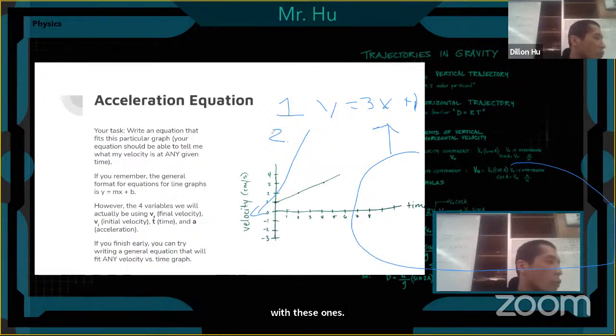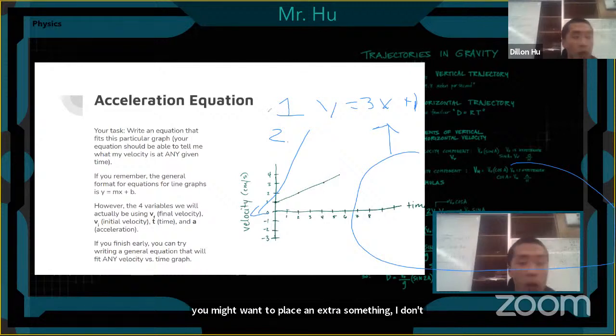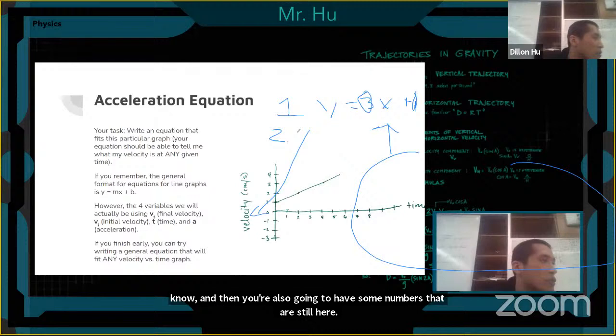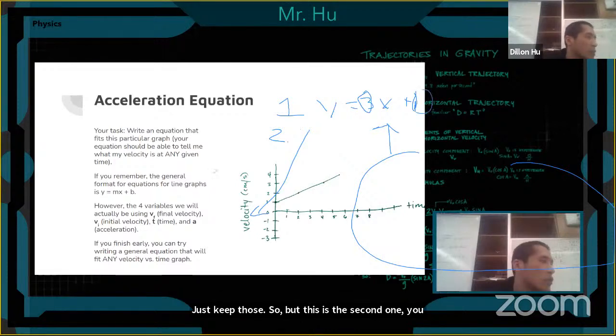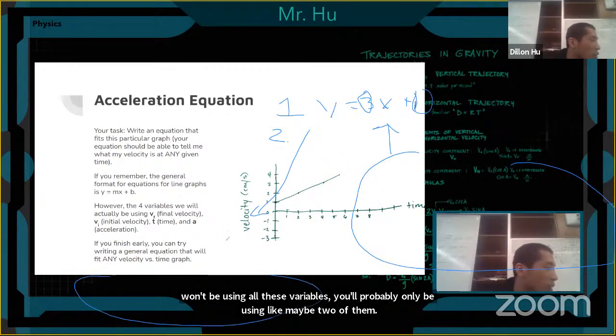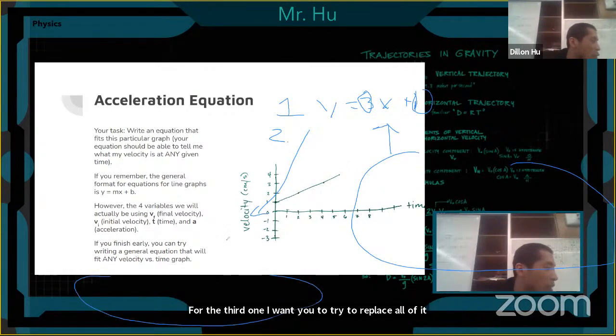So you might want to replace a y with something, you might want to replace an x with something, I don't know. And then you're also going to have some numbers that are still here, and just keep those. So for the second one, you won't be using all these variables. You'll probably only be using maybe 2 of them. For the third one, I want you to try to replace all of y is equal to mx plus b with these 4 variables.